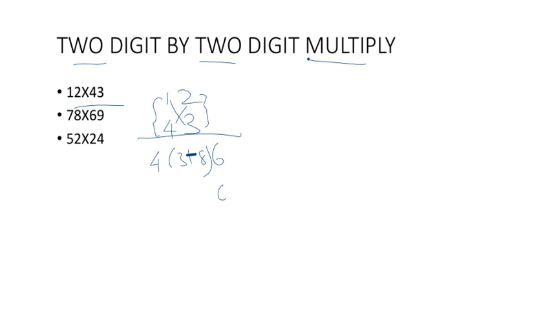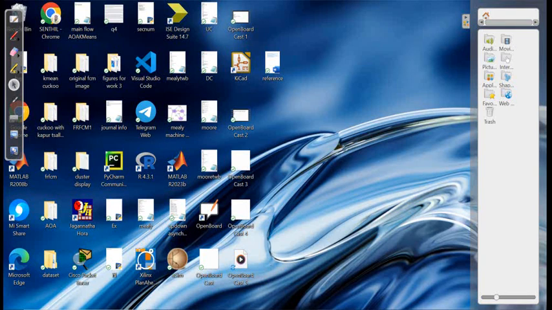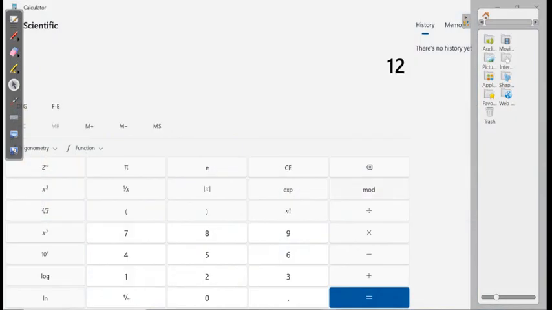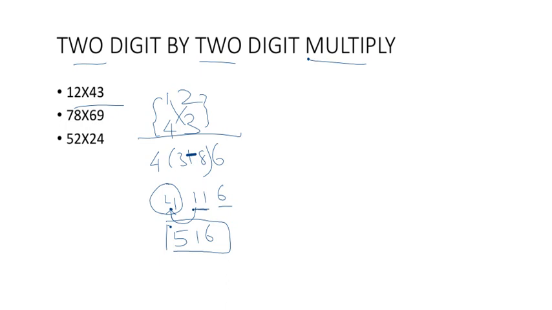So here we have 6, 11, and 4. At each spot we have to get only one digit, but at this point we have got two digits. Therefore I have to move this 1 over here and add it with this 4. Therefore the result will be 516. So this is the answer for the multiplication of 12 and 43. Let me check with the calculator. 12 into 43, the answer is 516. Yes.